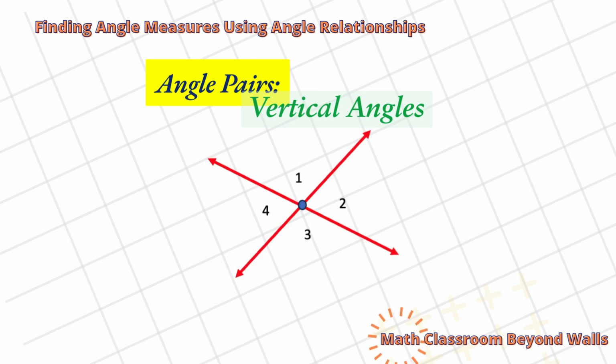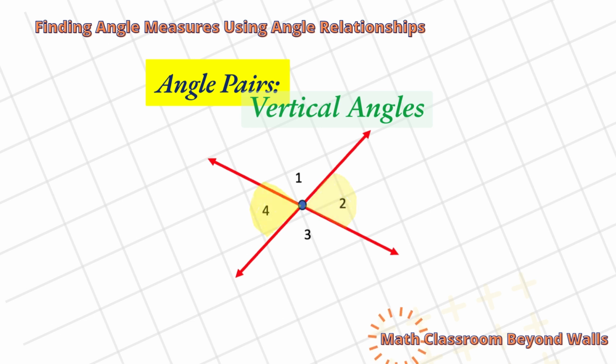The same with angle 3 and angle 2, with angle 3 and angle 4, and with angle 4 and angle 1. On the other hand, angle 1 and angle 3 are vertical angles and are congruent. The same with angle 4 and angle 2.